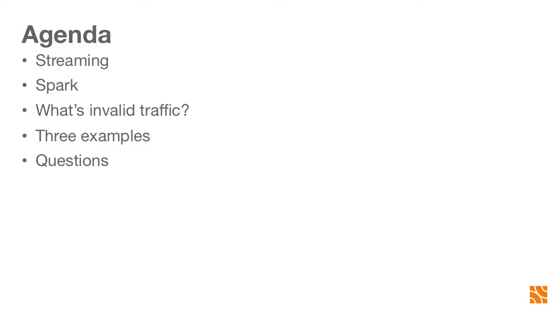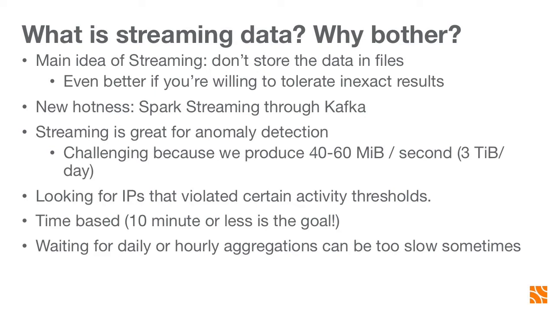Okay, so the agenda is to talk a little bit about what streaming is in terms of how we process data. What is Spark specifically, which is a tool we use to deal with all this stuff. What is this invalid traffic we're looking for? I'm going to go through 3 examples of how we're using these things to find bad stuff, and there's going to be time for questions at the end and also interspersed in the middle. So without further ado, let's talk a little bit about what streaming is.